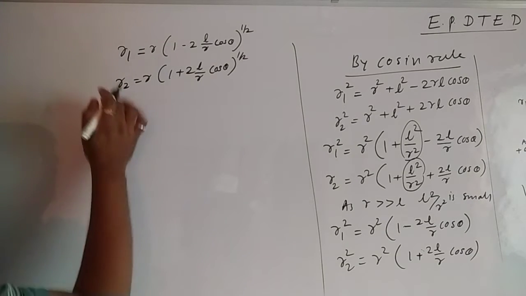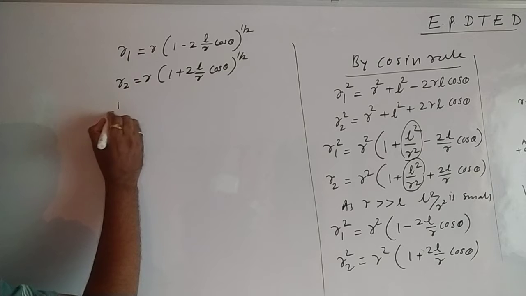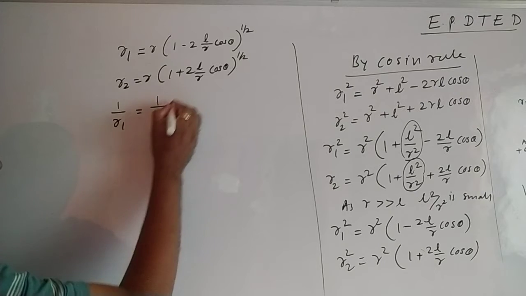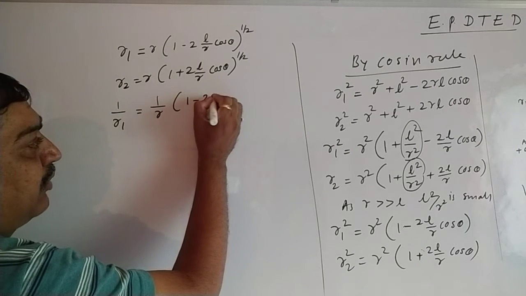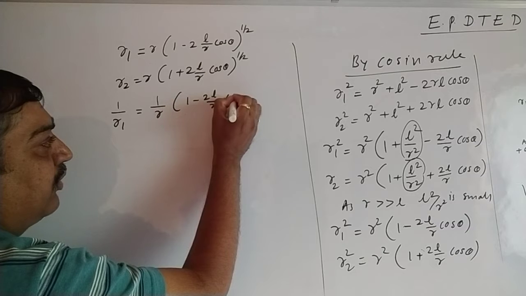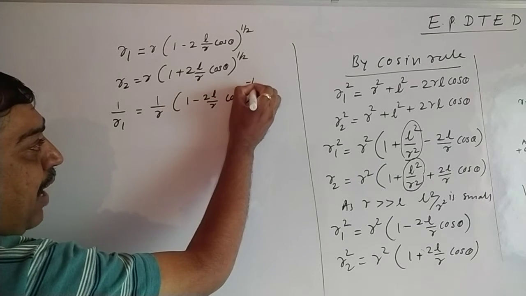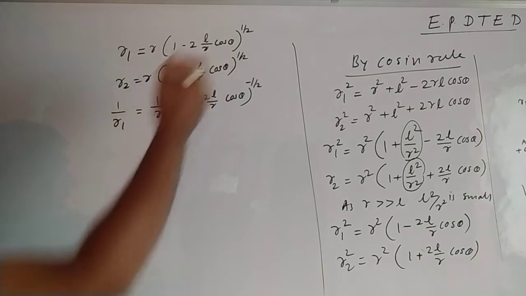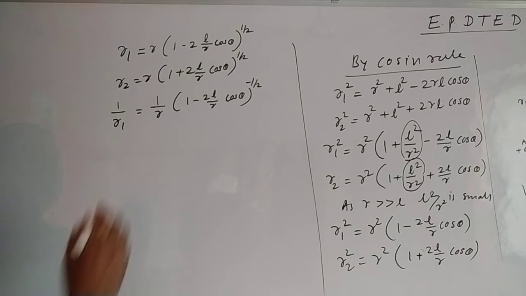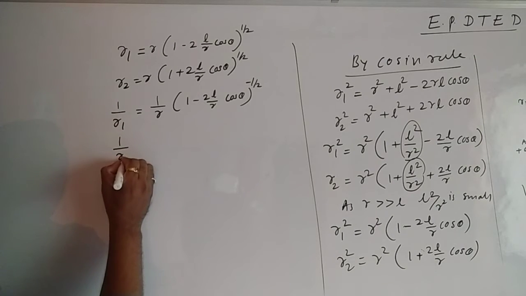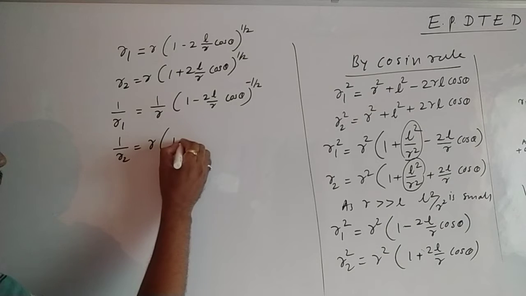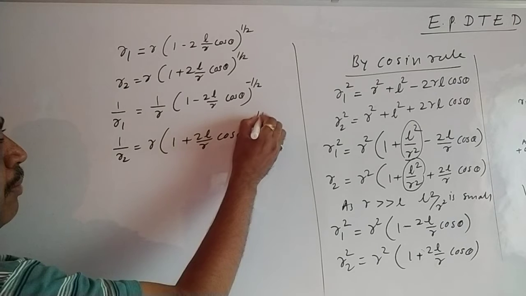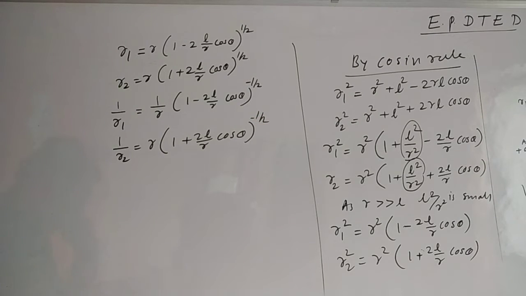Now just take the reciprocal of both equations. So we can write 1 by R1 equal to 1 by R in the bracket 1 minus 2L by R cos theta, the power should be minus 1 by 2. Why should it be minus 1 by 2? We have taken the reciprocal, so it comes to be minus 1 by 2. Similarly, 1 divided by R2 equal to 1 by R in a bracket 1 plus 2L by R cos theta to the power minus 1 by 2. Similarly, we have written these two equations.